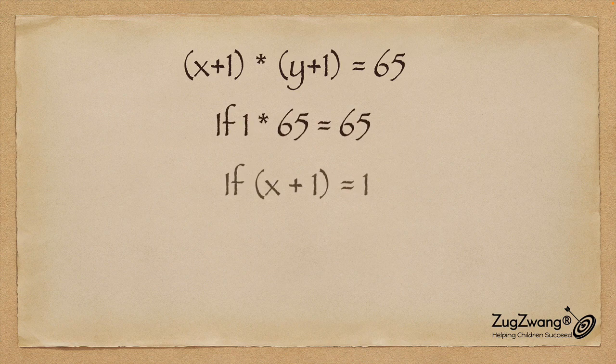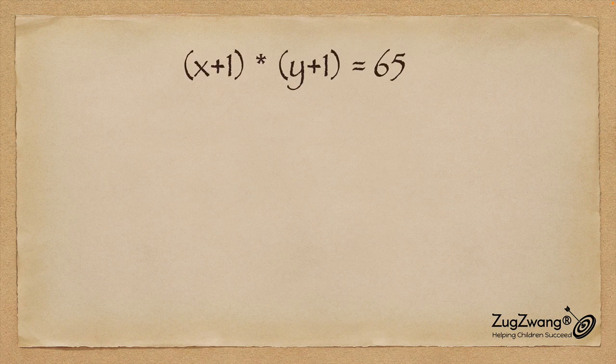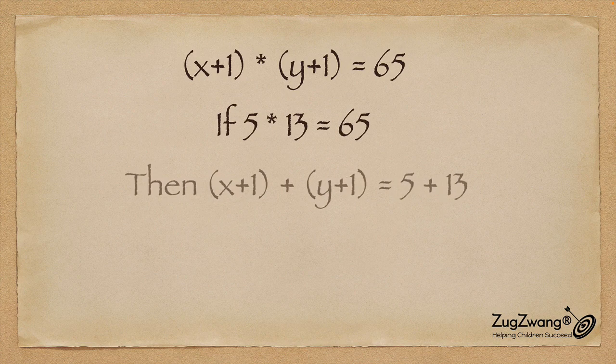Let's go deeper. If x plus 1 is 1, then what does it make x? It makes x as 0. In that case, it goes against the question statement that says x and y are both positive integers. Therefore, this cannot be the answer. The second case, which specifically says that 5 times 13 is also 65, is totally possible.